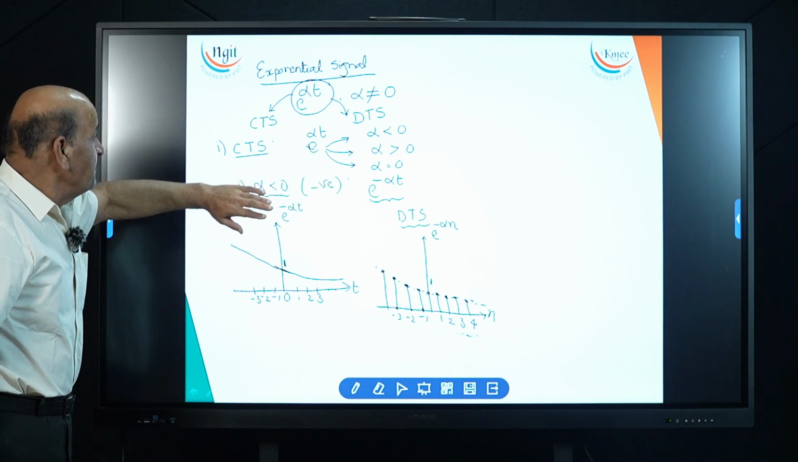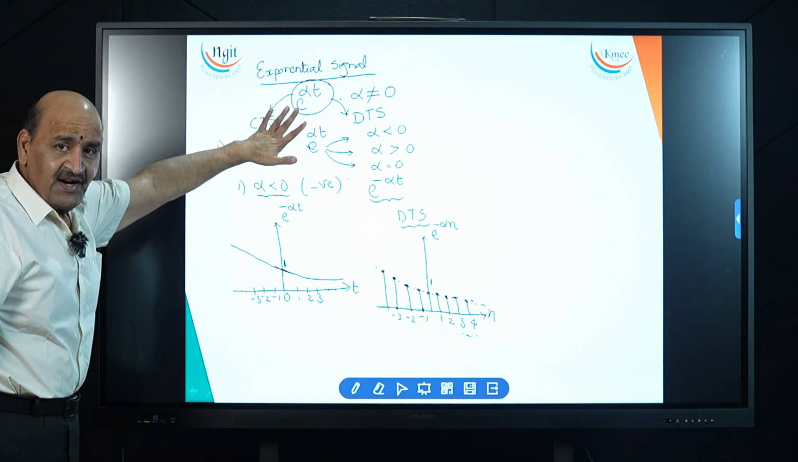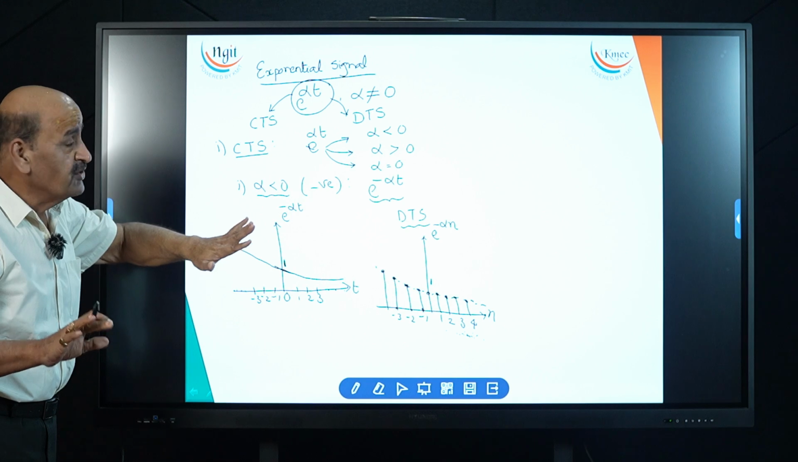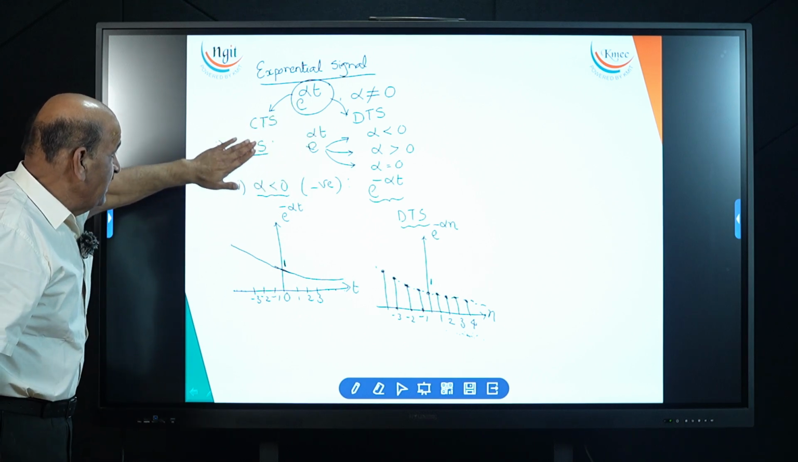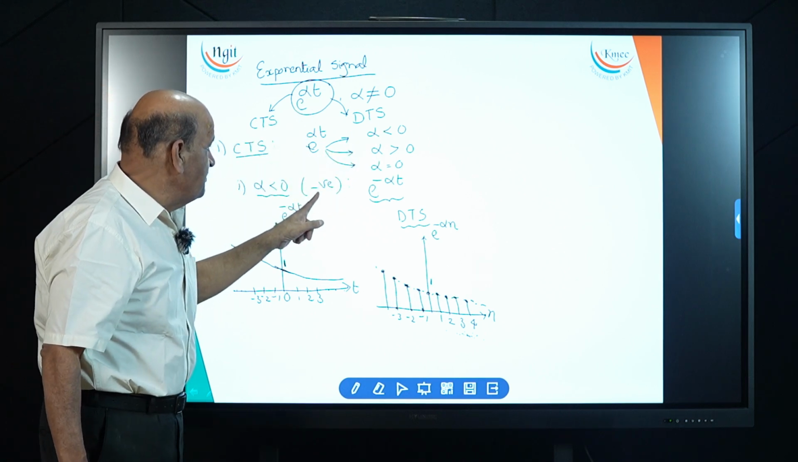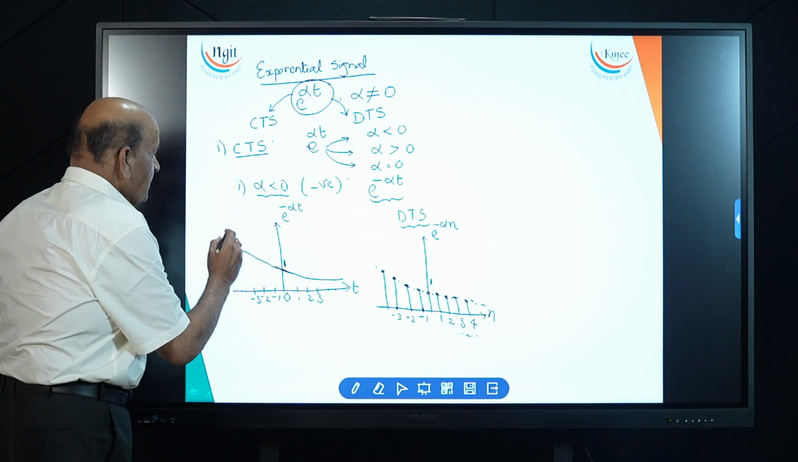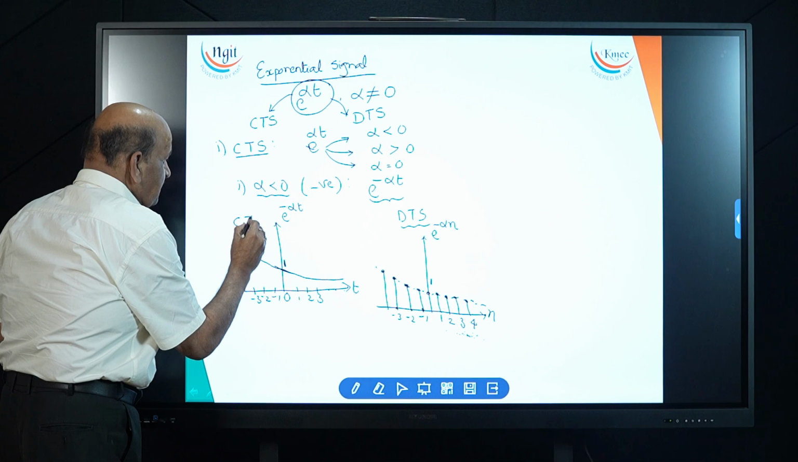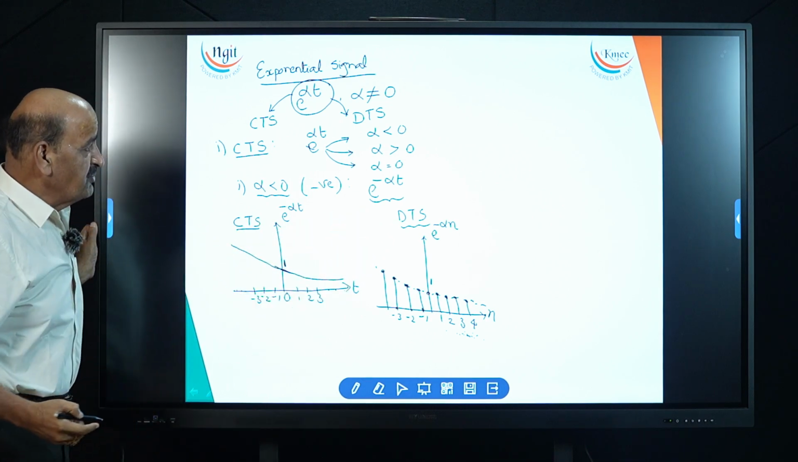Again, I am repeating, exponential function means e power alpha t, where alpha is not equal to 0. We have to discuss under continuous time and discrete time. Under continuous time, when alpha is less than 0 means what? Negative value. Now it comes under CTS, continuous time signal representation. It comes under discrete time signal representation.